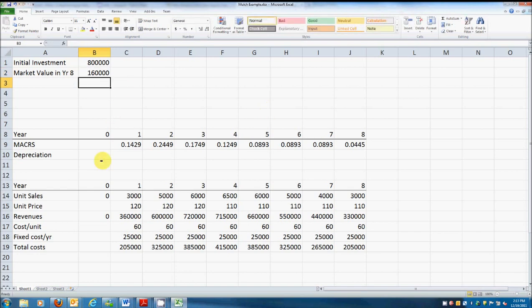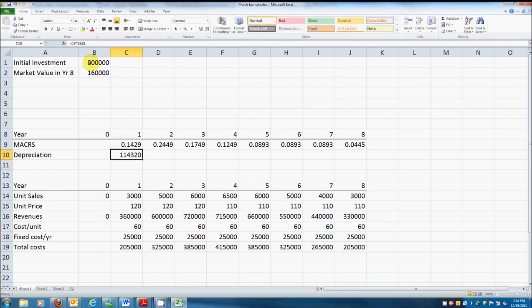Okay, now to figure depreciation, all I have to do is say equal to, click on the percentage for the MACRS, and multiply by that initial investment. Now when I pull that across, if I don't do something special right now, the next one will be multiplying by C1, and the one after that by D1, and so forth. So what I want to do is fix that cell reference for the initial investment. So I'm going to hit F4 on my keyboard, and it puts those dollar signs in. And what that means is, no matter where I copy or paste it, it will always say B1 there. Now that C9 is going to change, but the B1 will not.